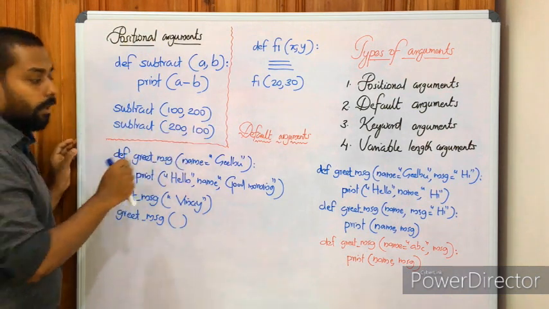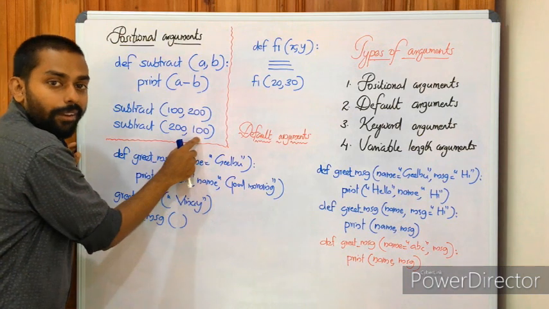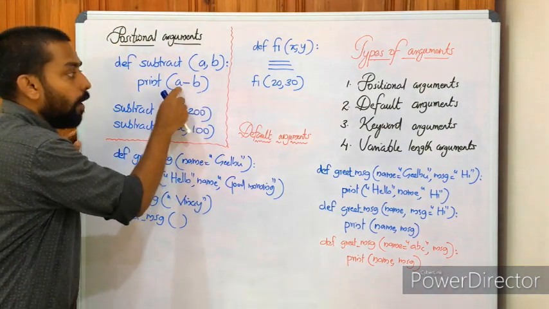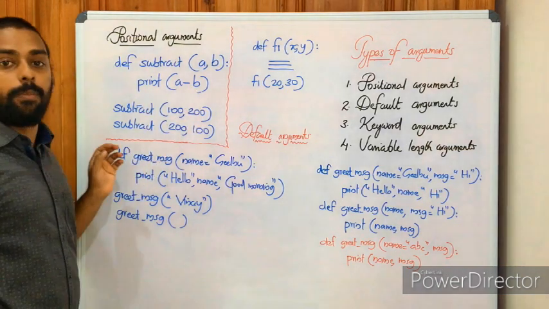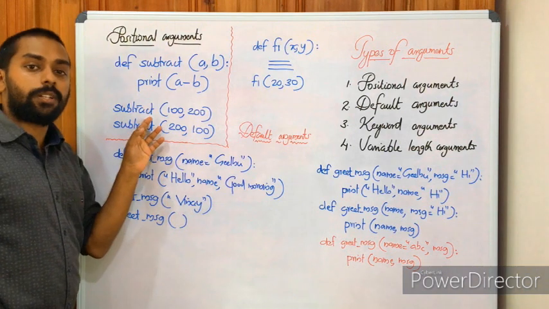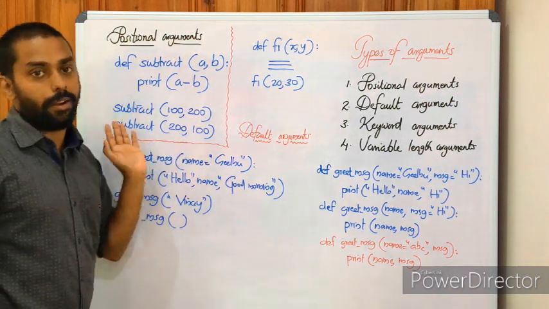200 comma 100. The first value is 200, which will be passed to A, and the second value is 100, that will be passed to B. So it is 200, print A minus B, 200 minus 100, that is 100 will be printed. You can see the difference. For the first function calling, the result is minus 100, and for the second function calling, the result is 100.